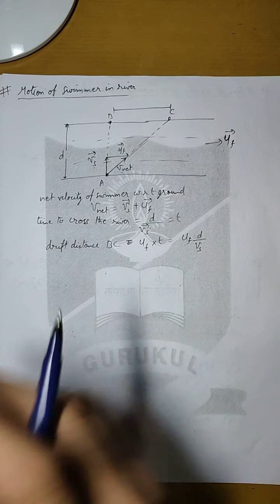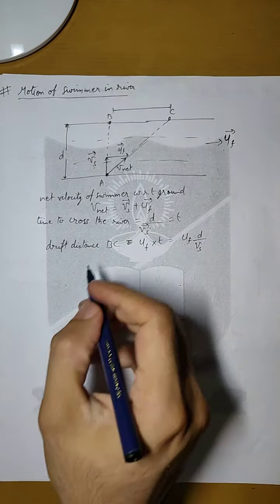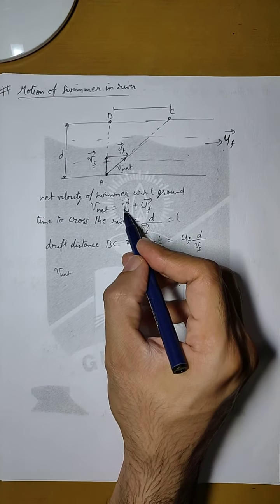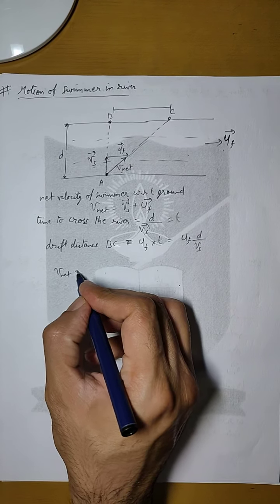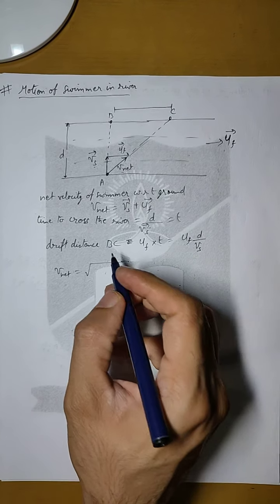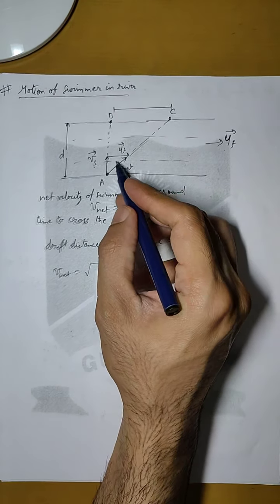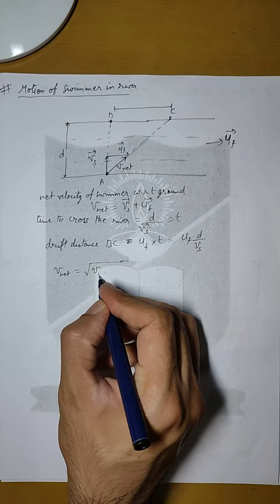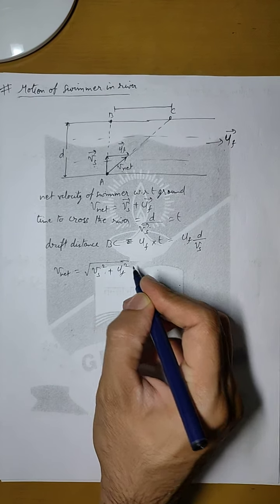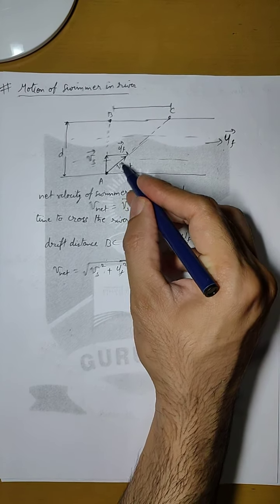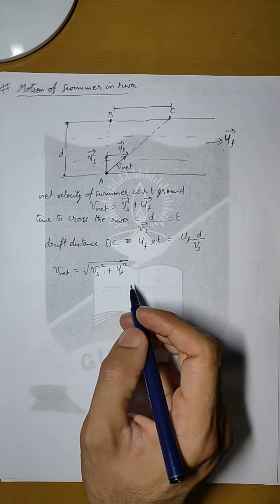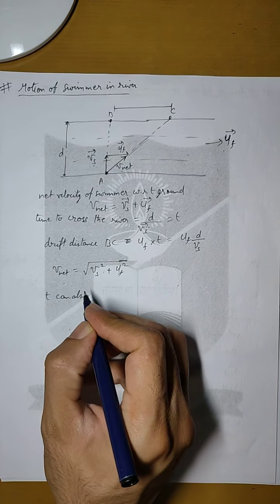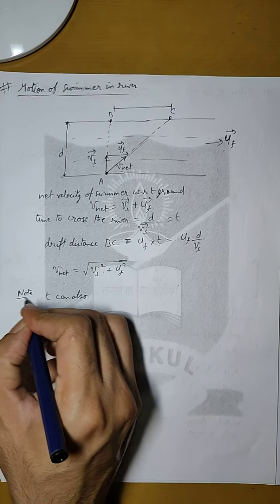Now if we want to calculate the magnitude of V net, we know that V net is Vs plus Uf. Since Vs and Uf are perpendicular to each other, they are rectangular components, so we will simply add Vs square and Uf square. This will give us the value of the resultant velocity. Now in this particular condition, T can also be calculated. I'll write it as a note here.